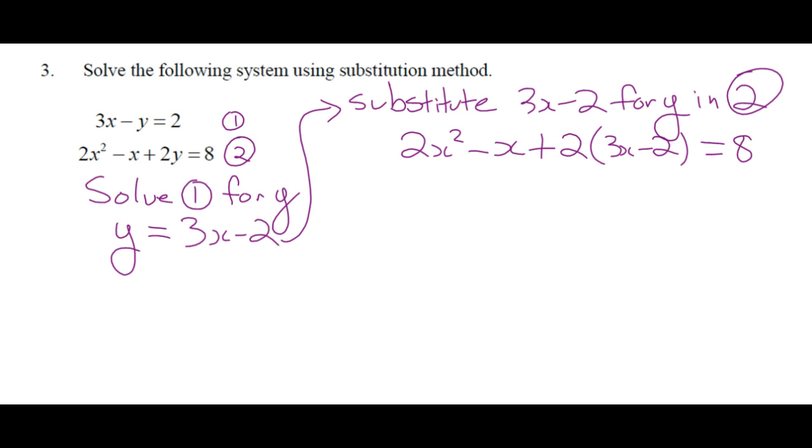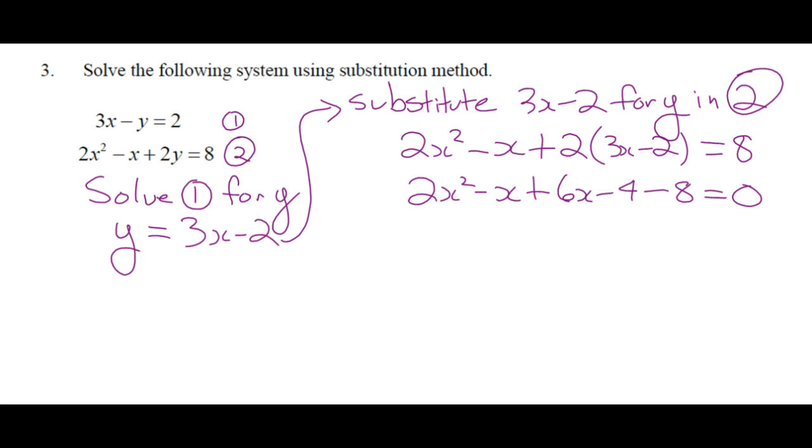Okay, so I have substituted 3x minus 2 for y in number 2, right? I say what I mean, and I mean what I say. Okay, next step. What do we want to do? Expand it. We're going to expand it, right? And then we're going to collect it, right? And we're going to show way too many steps. No, we're not. This is the right amount of steps. 2x squared minus x plus 6x minus 4 minus 8 equals 0. I'm going to just throw the 8 in there, right?